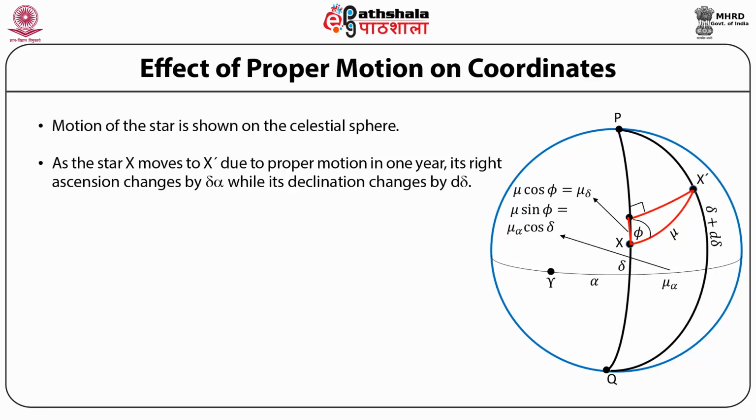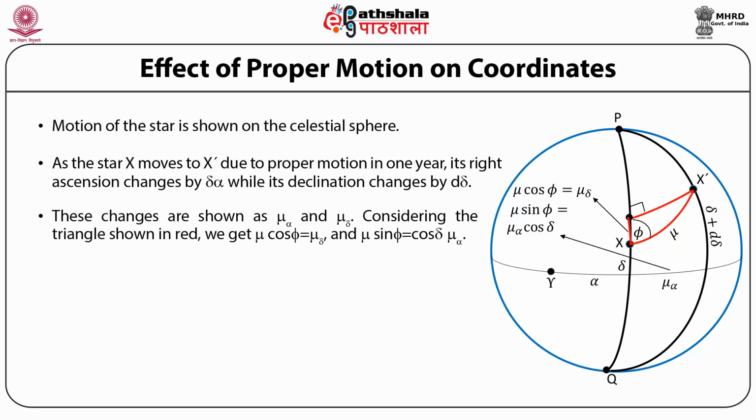The declination has also changed, that is, the star is not at the same arc length from the equator as before. Its new declination is represented as delta plus d delta, where d delta is a small change in its declination. As the star x moves to x prime due to proper motion in 1 year, its right ascension changes by mu alpha while its declination changes by mu delta.